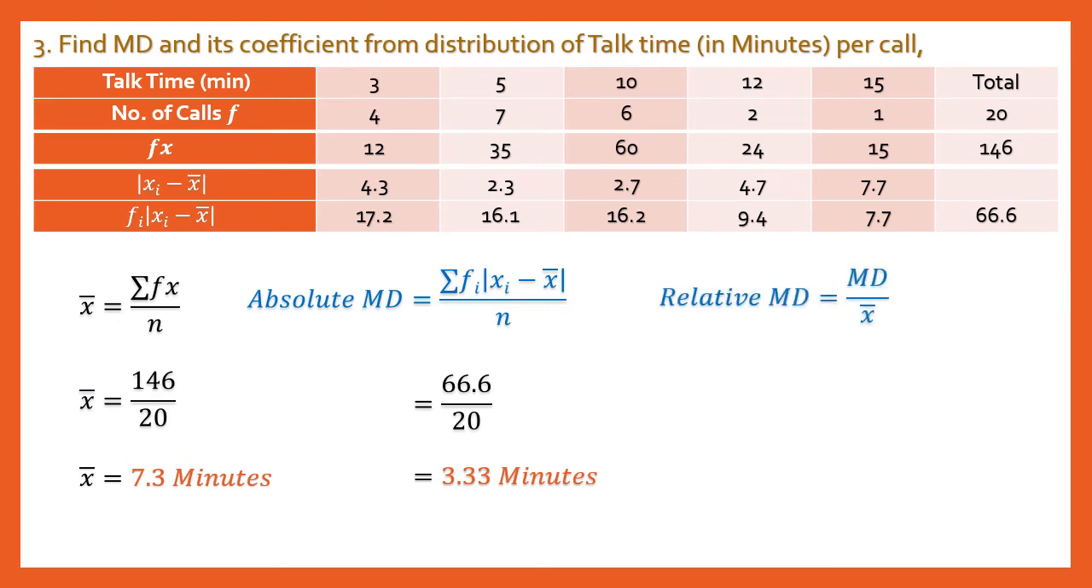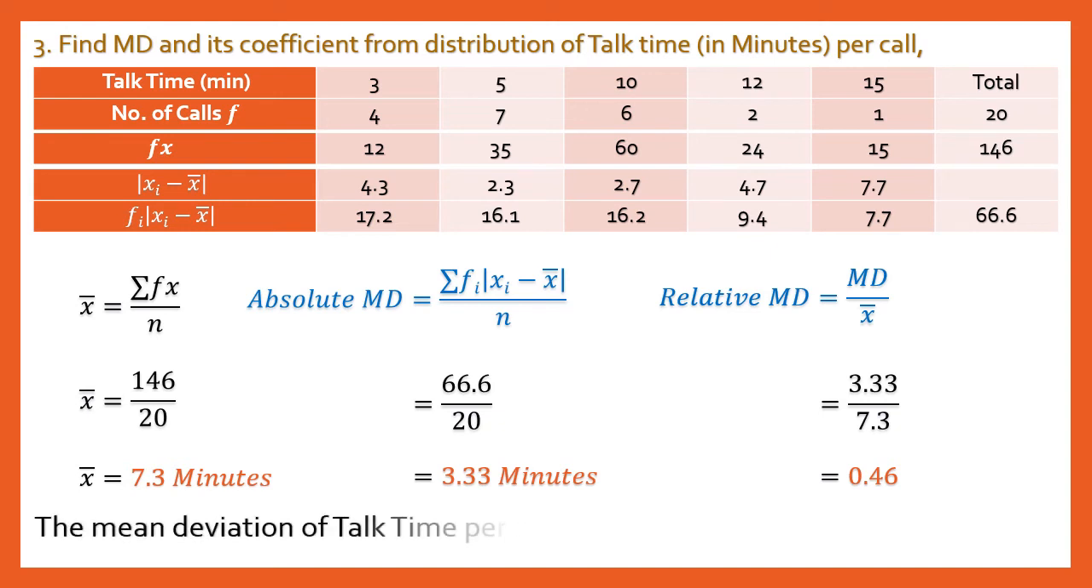Next, relative mean deviation is MD upon x bar. MD is 3.33 and x bar is 7.3. So the answer is 0.46. But no minutes or nothing like that, because this is a unit free measure. So your statement will be the mean deviation of talk time per call is 3.33 minutes and the coefficient is 0.46. I hope you guys are getting the drift here how we do these sums.